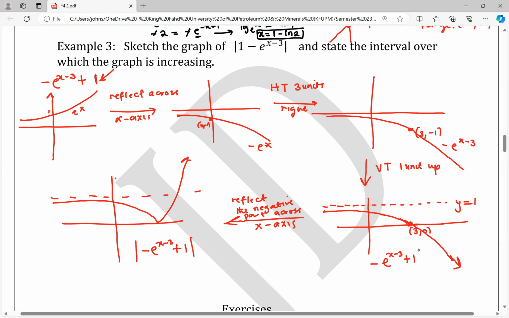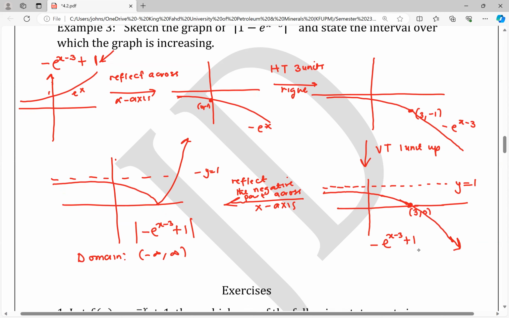So this is our solution. All right, so we're done, and we're asked to find the domain. Remember, this is y equals 1. So what is the domain? The domain still remains as minus infinity to infinity. Okay, we're also looking for the interval where the graph is increasing. But this point is 3, right? Yes. So let's also find the range.